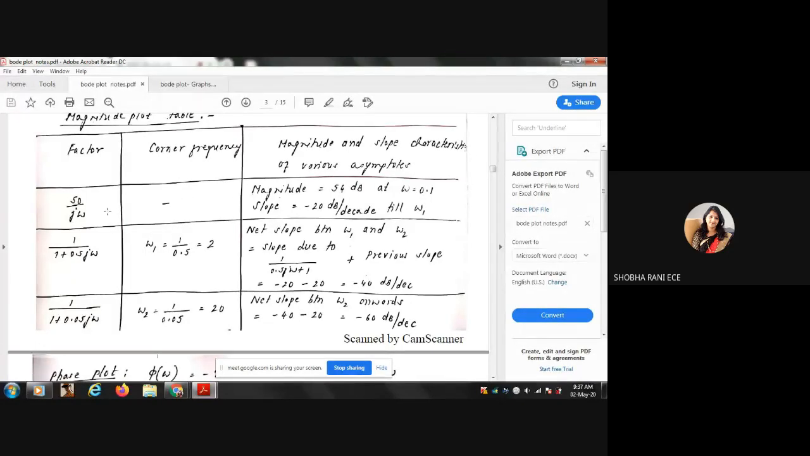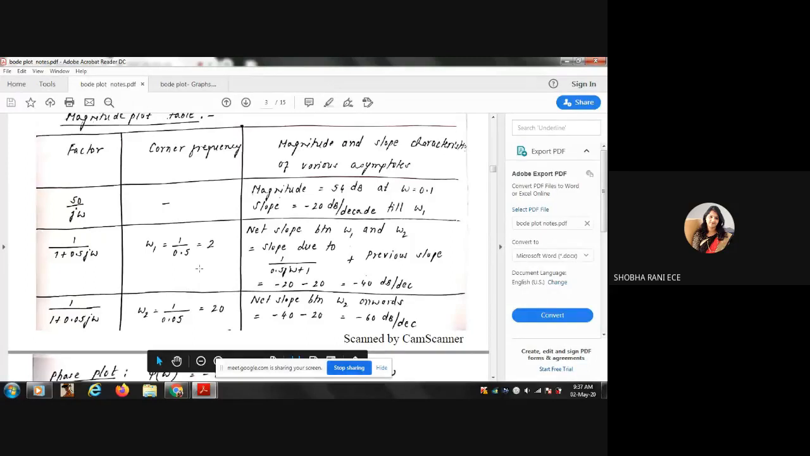And since we have j omega in the denominator, the slope due to this factor is minus 20 dB per decade. So this is minus 20 dB per decade till we reach the first corner frequency, that is omega 1. This omega 1 is the corner frequency that we get due to the second factor. Omega 2 is the corner frequency that we get due to the third factor. We know how to find the corner frequency also. It is 1 divided by the coefficient of j omega. So here we get it as 2, and here we get it as 20.